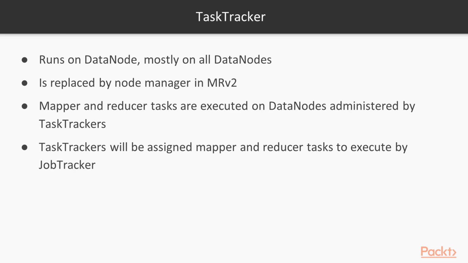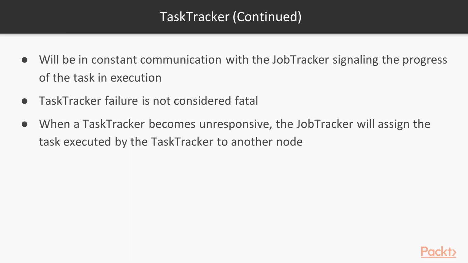This TaskTracker will be assigned the mapper and reducer tasks by job tracker. So job tracker says, you know what, just run these mapper and reducer tasks. Reducing is nothing but the aggregation. We remember that from the last video, and then it actually runs the whole thing. The task tracker will be in constant communication with job tracker, signaling the progress of the task in execution. The task tracker failure is not considered fatal.